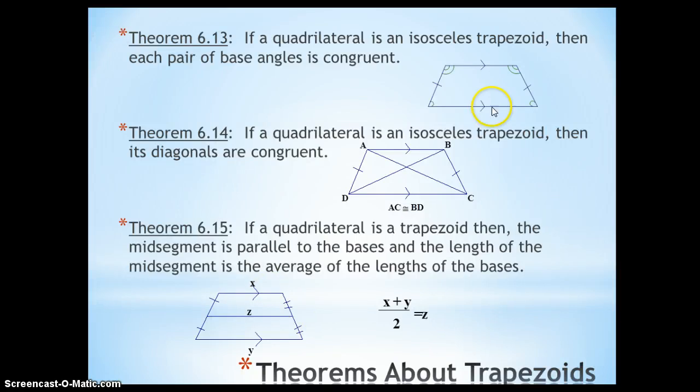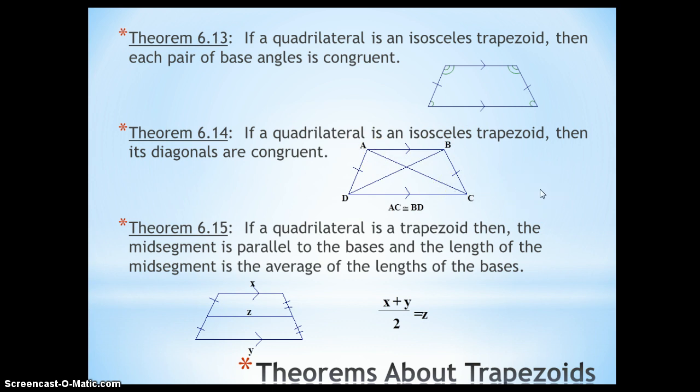So if the legs of the trapezoid are congruent, the base angles, these two are base angles and these two are base angles, are congruent. Theorem 6.14 says if a quadrilateral is an isosceles trapezoid, so again, the legs have to be congruent, then its diagonals are congruent. So if the legs are congruent, the diagonals, AC and BD, are also going to be congruent.